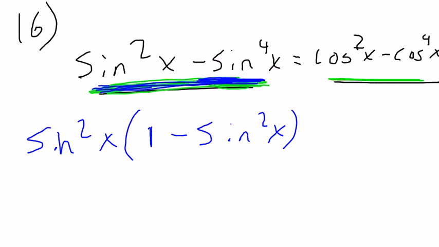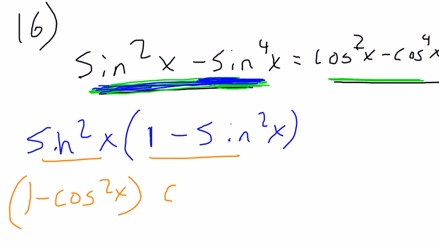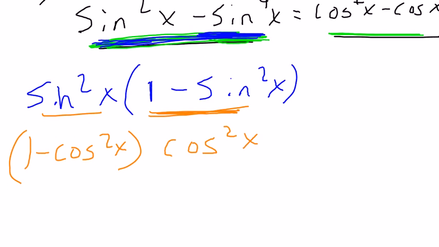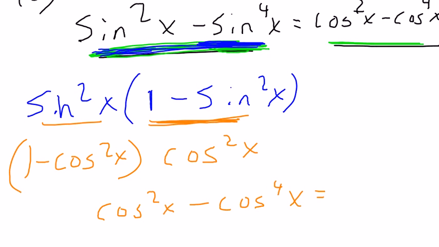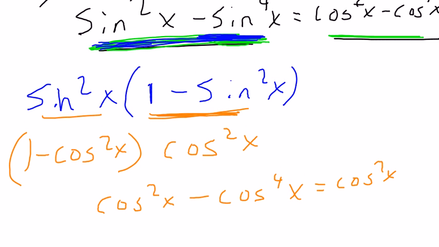Okay, well, what is sine squared in terms of cosine squared? Well, sine squared is 1 minus cosine squared. And 1 minus sine squared is cosine squared. Now if I rainbow this out, I get cosine squared x minus cosine to the fourth x. And that equals cosine squared x minus cosine to the fourth x.